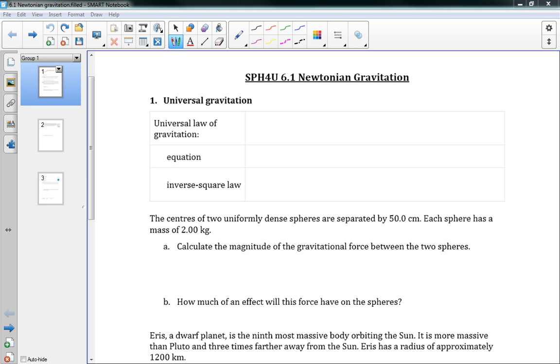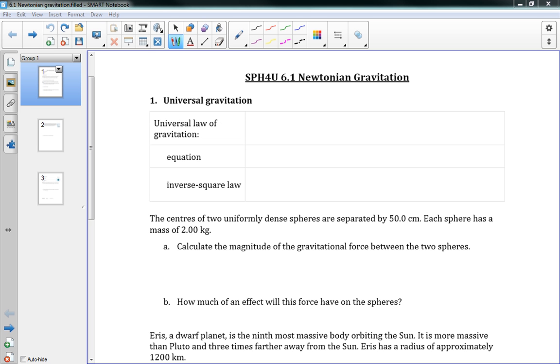Okay, hello class, and welcome to 6.1 Newtonian gravitation. Now, this is the start of a new unit, Unit 3, Gravitational, Electric, and Magnetic Fields. So we're talking all about different force fields. And Chapter 6 is just about gravity. Now, it's actually a really short chapter.